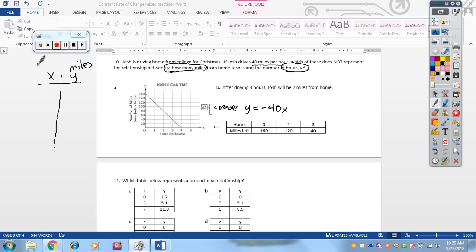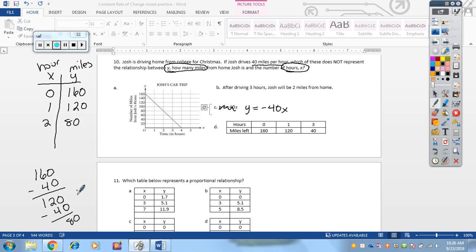So this one's a little bit different because it's not how far he's gone, it's how far he has left to go. So at 0 hours, he has 160 miles to go. So at 1 hour, if he goes 40 miles per hour, how many miles does he have left? At 2 hours, how many miles does he have left? So it's the same kind of problem we've been doing, it's just backwards. So be careful. You're looking for the one that does not represent.